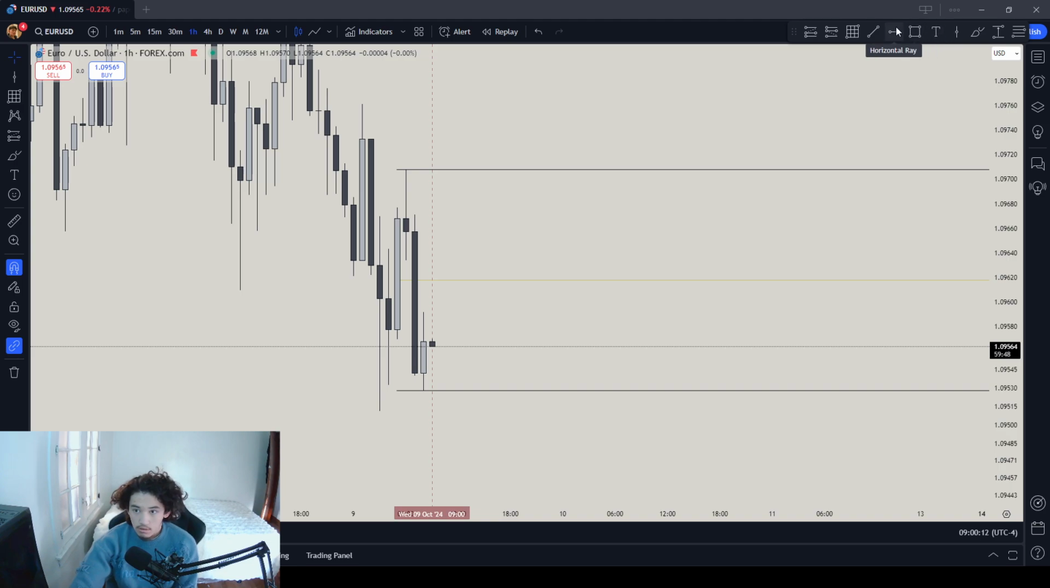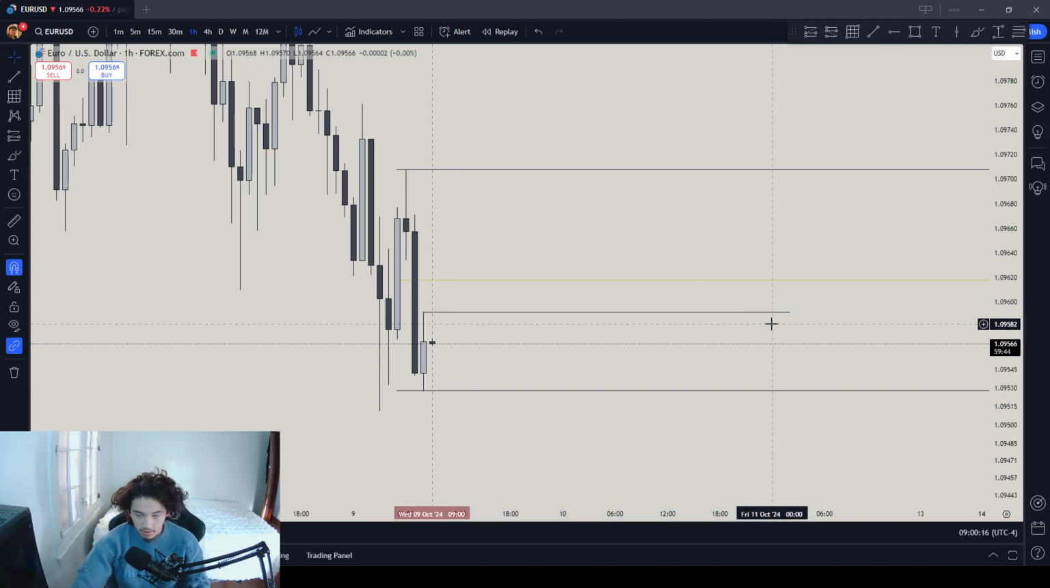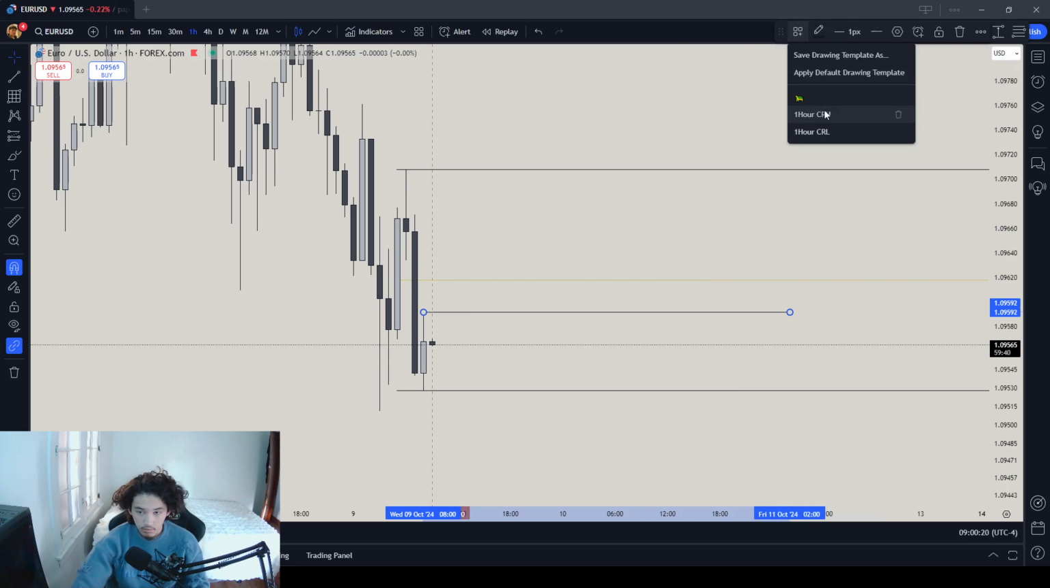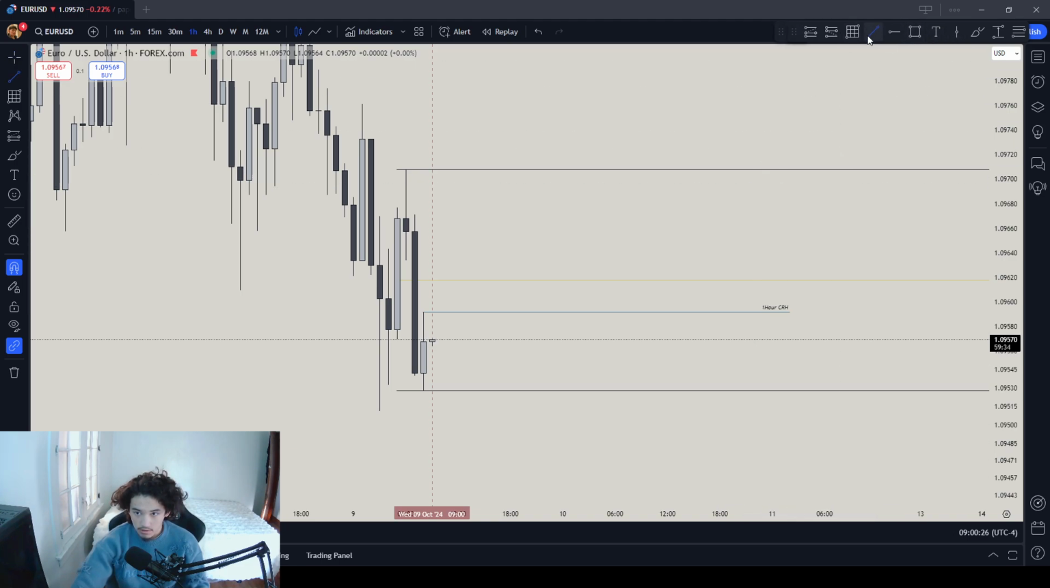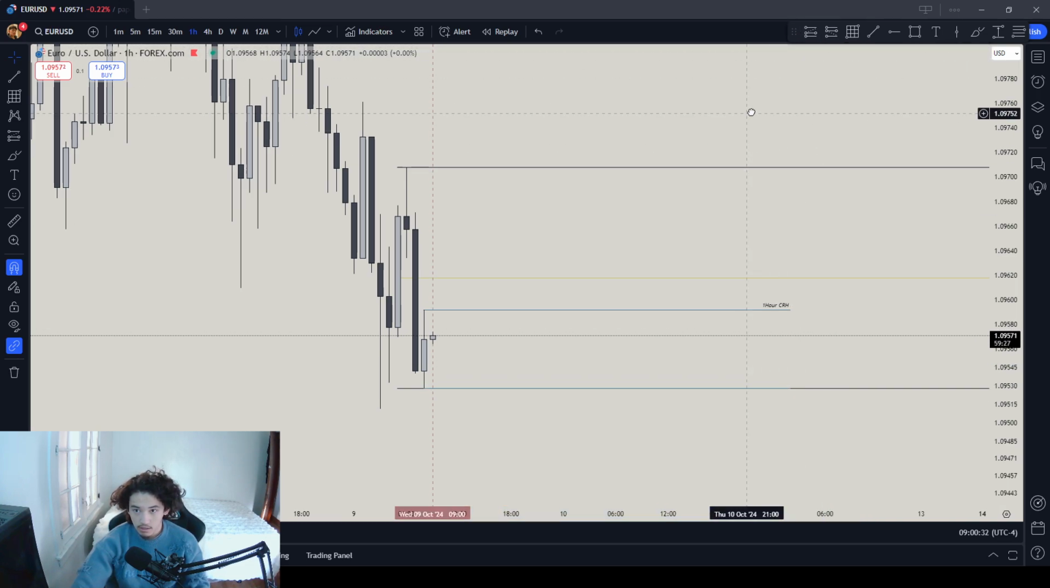So this right here is going to be one of my take profits if I'm doing a trade, depending on what gets it first, right? 1 hour CRT high. We have this 1 hour CRT low. So yeah, it all depends on what gets touched first, right? That's all I'm going to say.